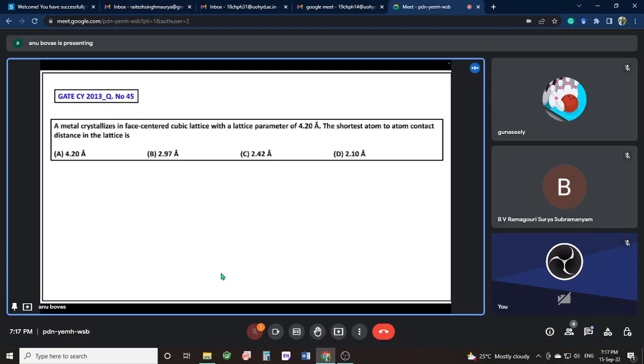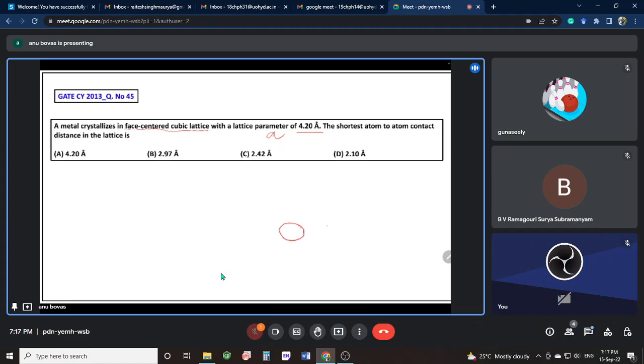Now moving on to the next question. The metal crystallizes in a face-centered cubic lattice with a lattice parameter of 4.20 angstrom. The shortest atom to atom contact distance in the lattice is? So what we know here is we have a face-centered cubic lattice, and the lattice parameter means a. a is 4.20 angstrom.